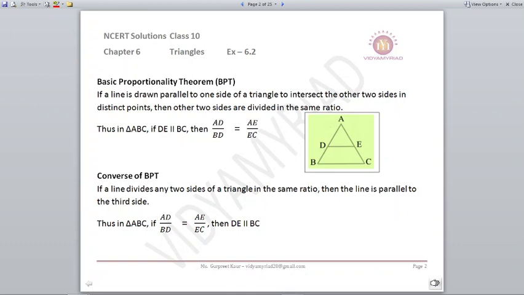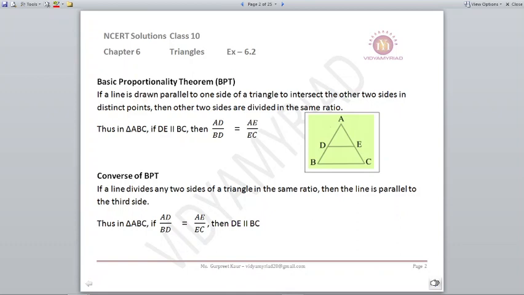It states that if a line is drawn parallel to one side of a triangle to intersect the other two sides in distinct points, then the other two sides are divided in the same ratio. Now if you look at the triangle ABC, DE is parallel to BC. In that case, you will have AD and BD in the same proportion and AE upon EC in the same proportion. So we write it as AD upon BD is equal to AE upon EC.